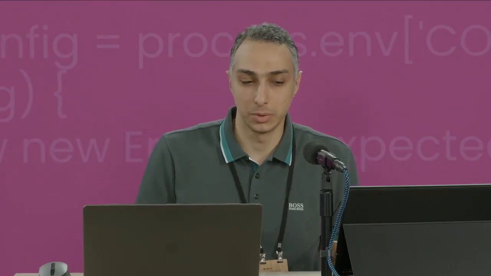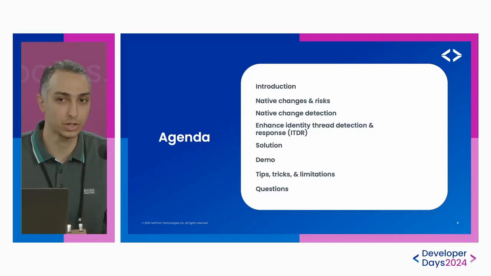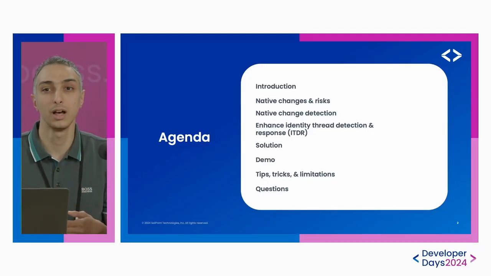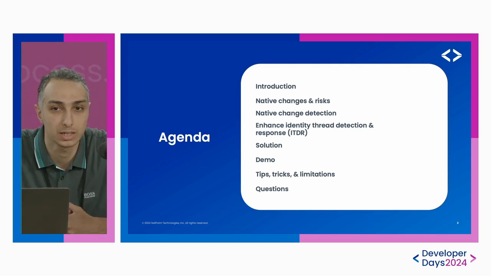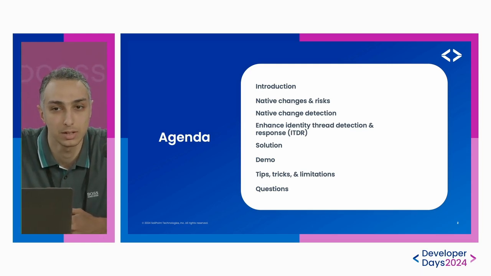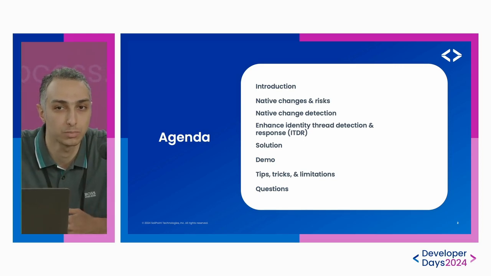So this is going to be our agenda. I'm going to start with an introduction about myself, and then the definition of native change detection and its risks. Then how we can do native change detection, as well as how this could enhance your identity threat detection and response. What are the solutions that we are proposing, a demo for a solution, some tips and tricks, and the questions might be on the blog that I'm going to share in the developer community.